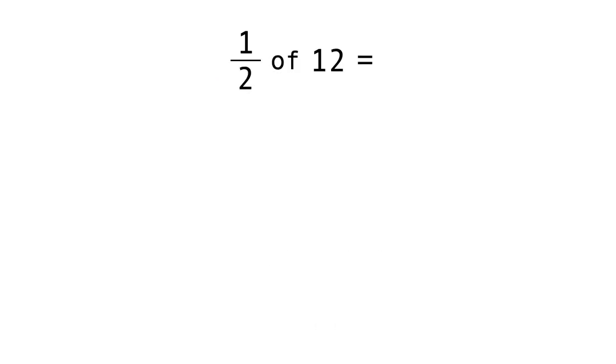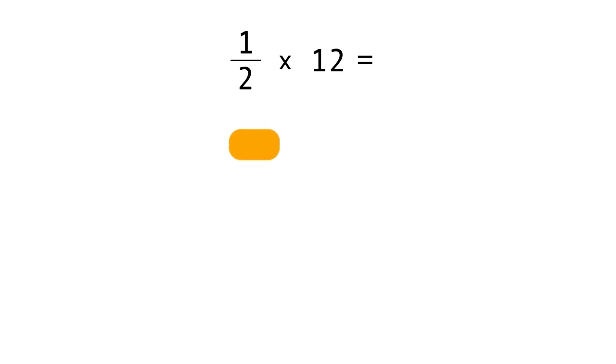The first question we're going to look at is a half of 12. Now, when you have a fraction of a whole number, it essentially means the same thing as a fraction times a whole number. So it's a half lots of 12, a half of 12. So we can replace that "of" with a multiply sign.